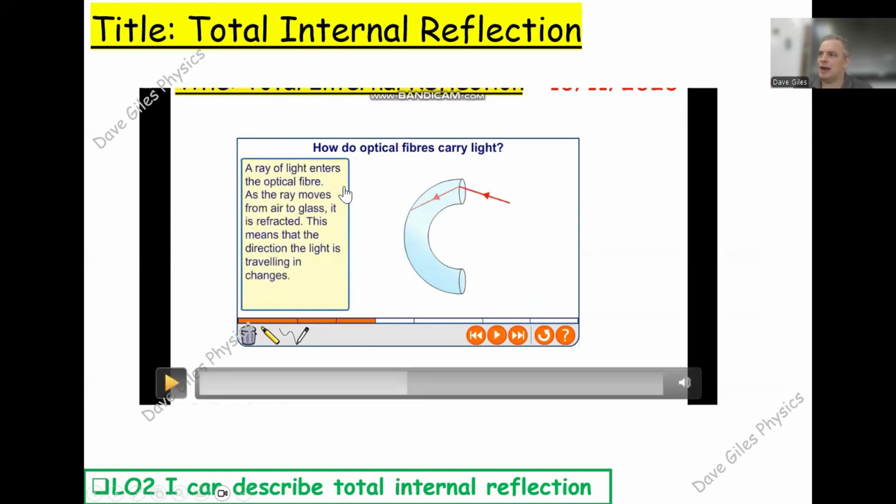A ray of light enters the optical fiber. As the ray moves from air to glass, it is refracted. So this means that the direction the light is traveling changes. The ray of light hits the wall of the fiber and is totally internally reflected when the angle of incidence is greater than the critical angle. The ray of light passes down the optical fiber by repeated total internal reflection until it exits the fiber, where it refracts again at the boundary.